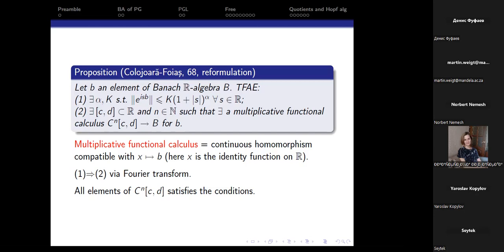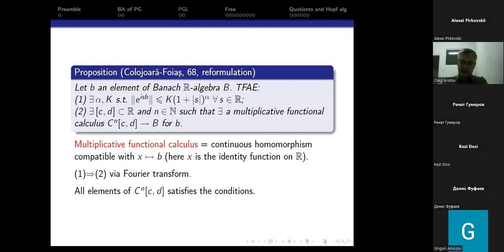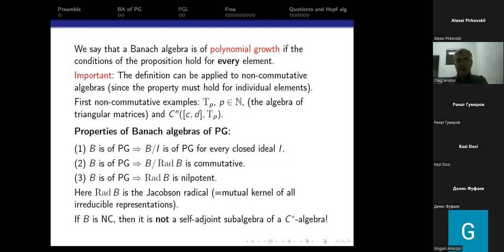And obviously all elements of the algebra C^n satisfy this condition. So here I mean that the functions in C^n are real valued also. And so we say that a Banach algebra is of polynomial growth if the conditions of this proposition hold for every element.